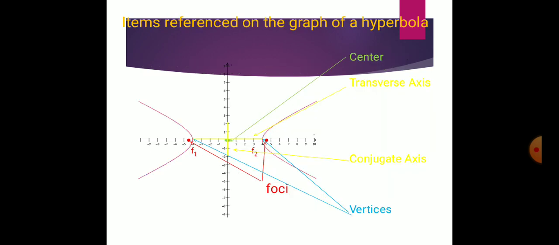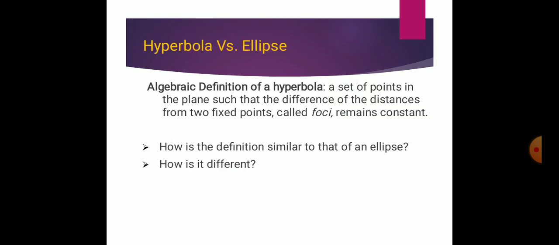Items in the graph of the hyperbola: the center is green, the transverse axis is yellow, the conjugate axis is yellow also, the foci are red, and the vertices are blue.